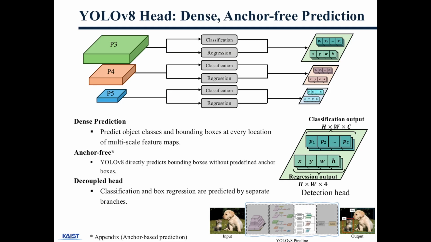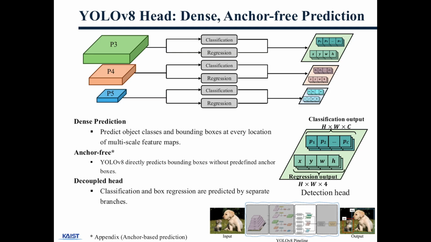The third concept is the decoupled head. In YOLO V8, classification and box regression are predicted by separate branches. This is useful because recognizing an object category and estimating a precise box are related, but not exactly the same task. Classification focuses on what the object is. Regression focuses on where the object is.